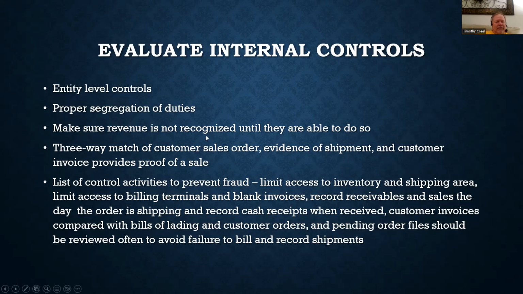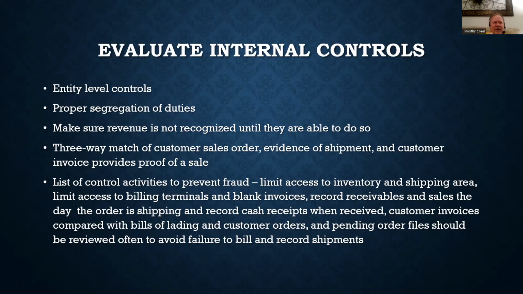Make sure revenue is not recognized until they are able to do so. So you want to make sure that revenue is recognized when they can do so. Now, another way to look at this as an auditor, and a good way to verify if controls are in place, is a three-way match of the customer sales order, the shipping documents, and the customer invoice. This all provides proof of a sale.